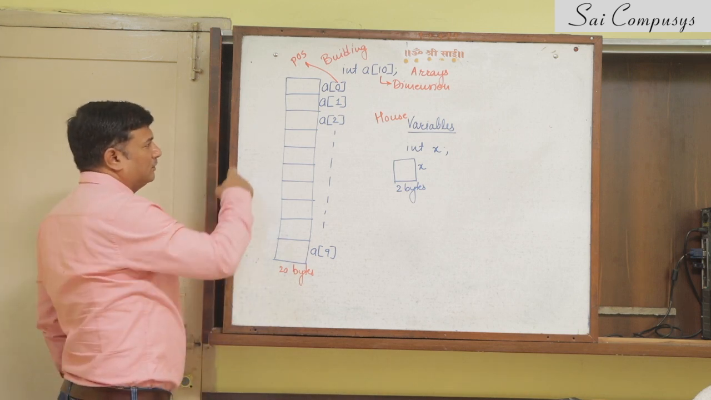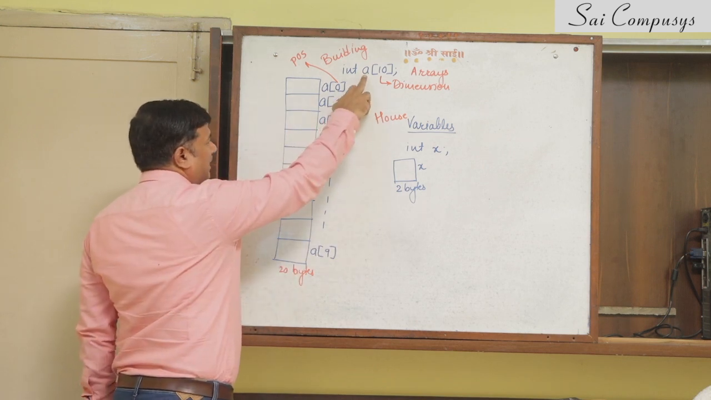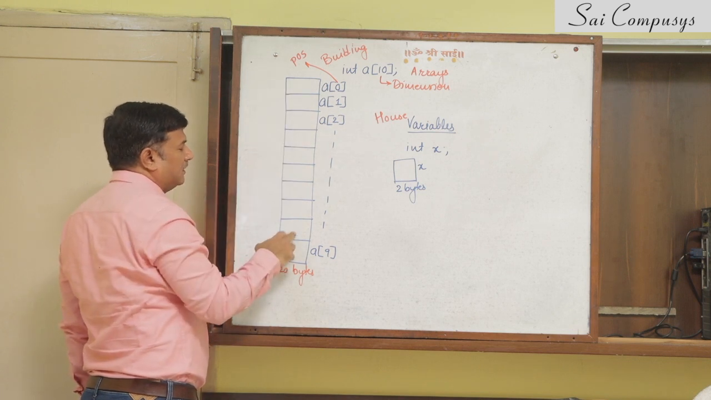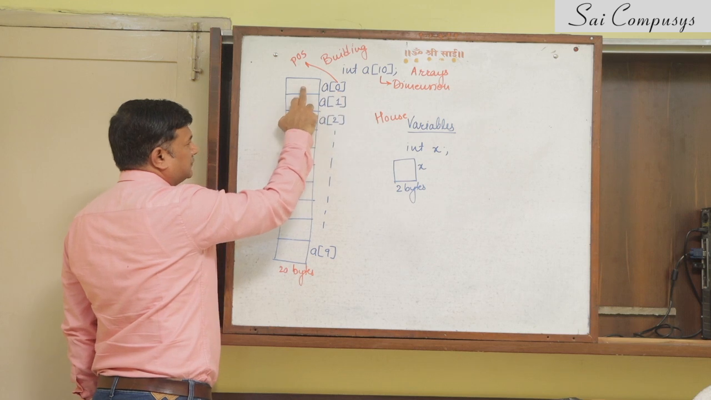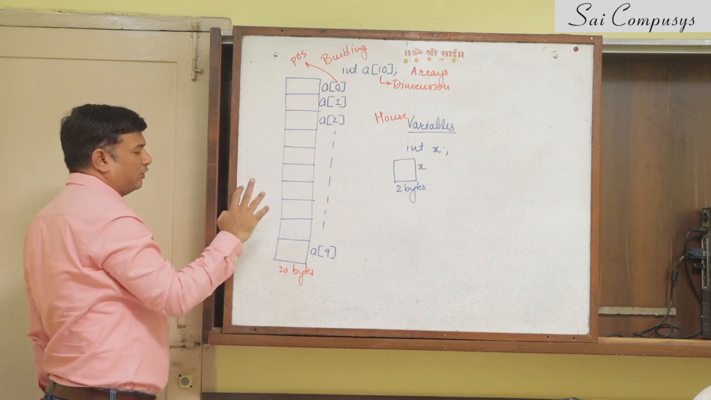See, this is the whole building, the apartment called A. The name of this apartment is A. This is the first flat of the apartment A. So this is A of 0, A of 1, A of 2, A of 3. This is A of 9.